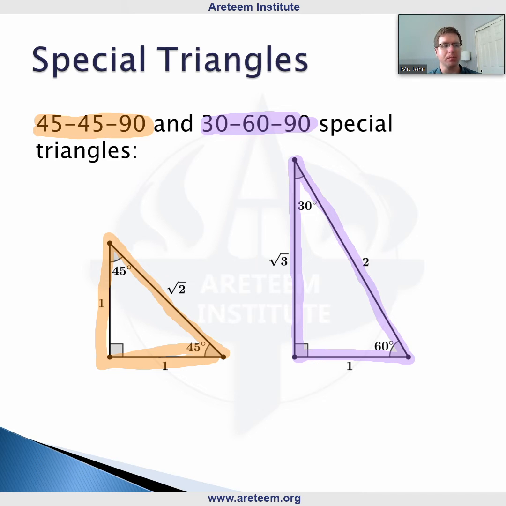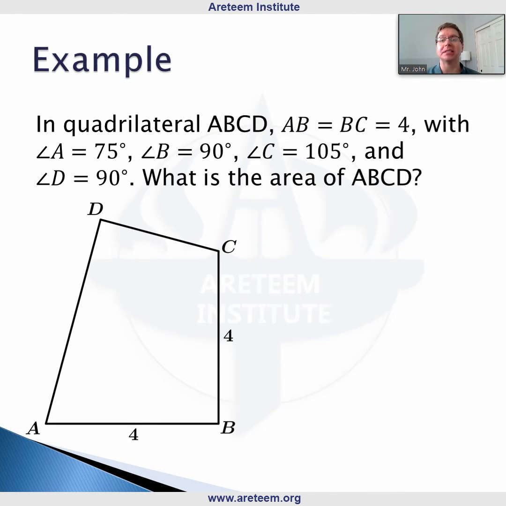And so these types of ratios are very, very helpful in questions about triangles, or even questions that can be turned into questions about triangles as well. Let's look at our example here. In quadrilateral ABCD, AB equals BC equals 4. So these are already labeled in this diagram below.